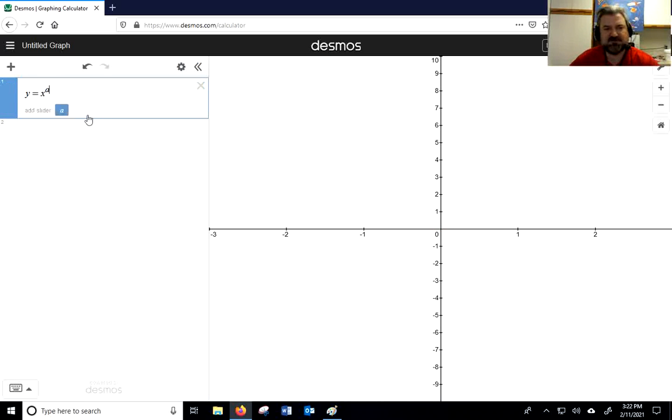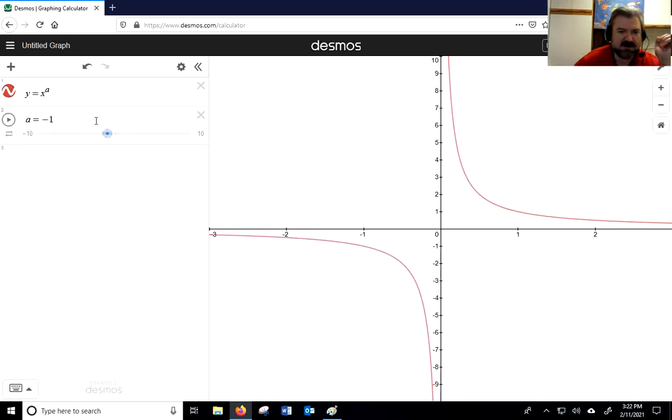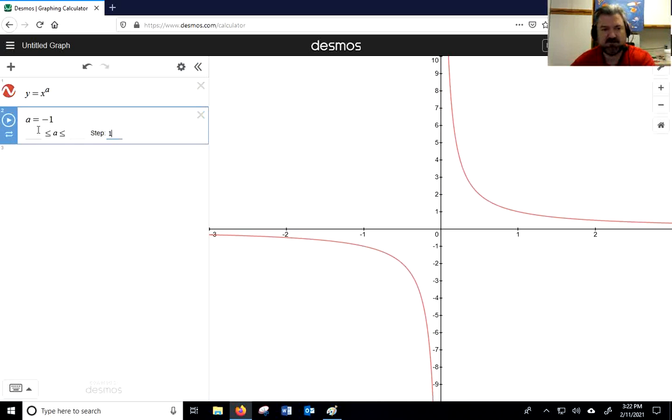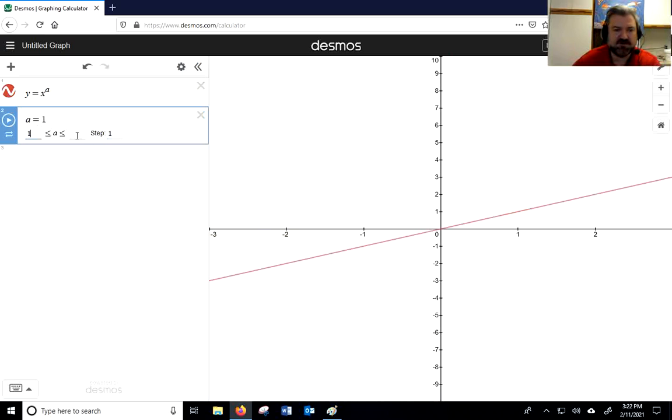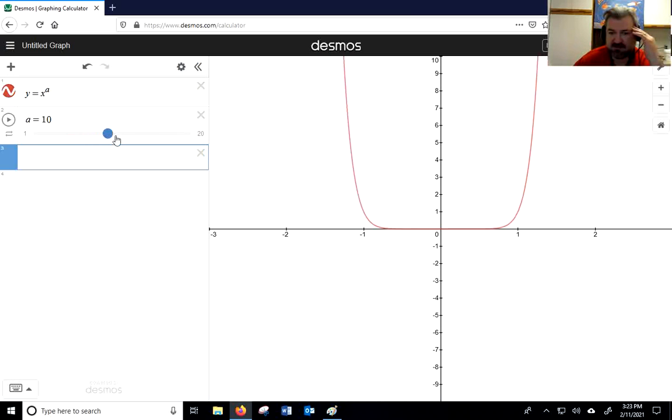In fact, let's make a slider. I can do some settings on this slider here. We're going to step by 1 from 1 to 20. And look as I go through even powers, they are pointing upwards. And as I go to odd powers, they point downwards. And the shape just gets flatter and flatter between -1 and 1. That's the effect that it has.